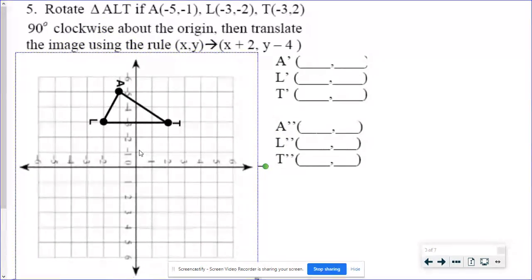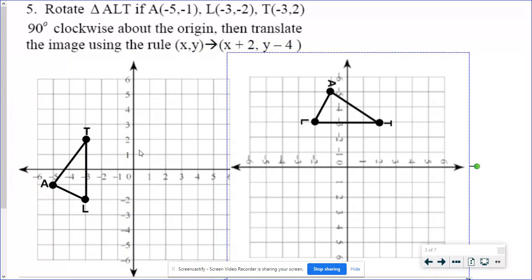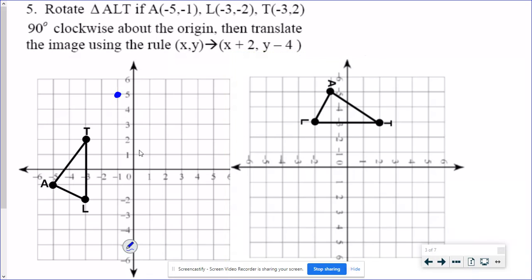So that's what it's going to look like when I turn my paper 90 degrees clockwise. So I could just regraph these. A prime now is going to be at negative 1, 5 is what it looks like. So negative 1, 5, A prime. L prime is at negative 2, 3. And T prime is going to be at 2, 3.